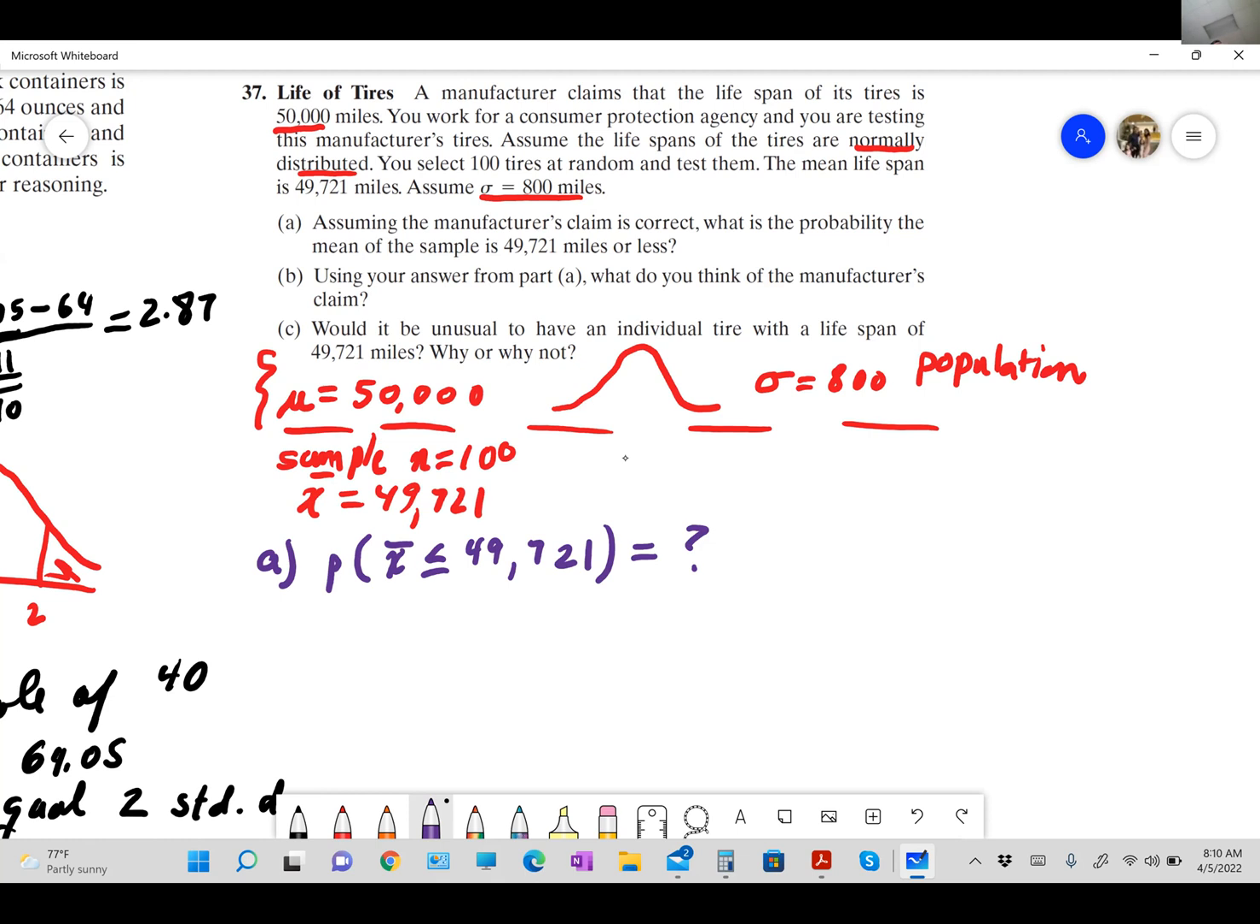Wow, sneeze twice. Let me zoom out a little bit up here. All right, here we go. So let's do it.